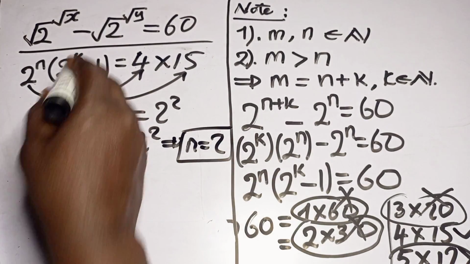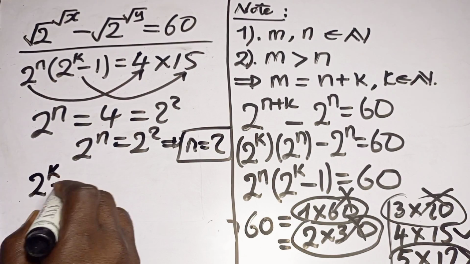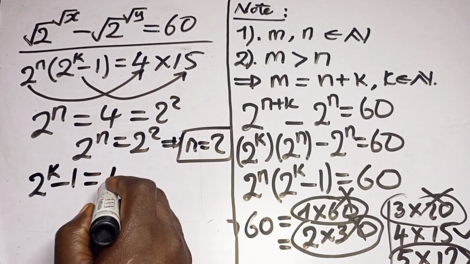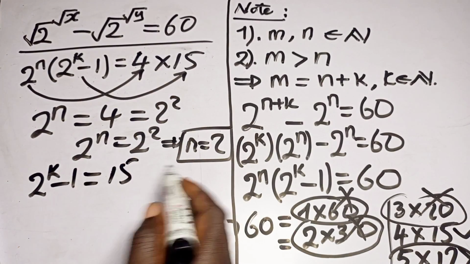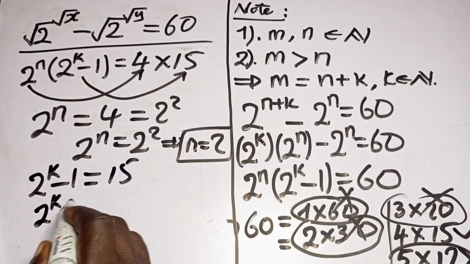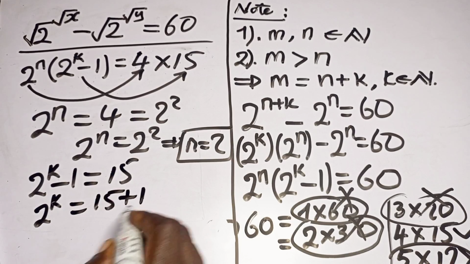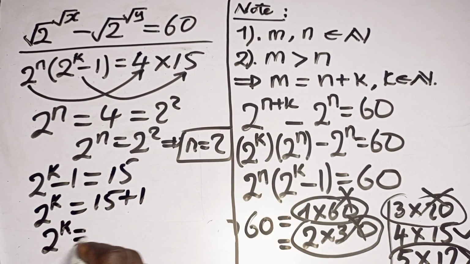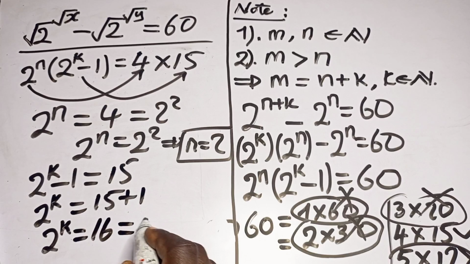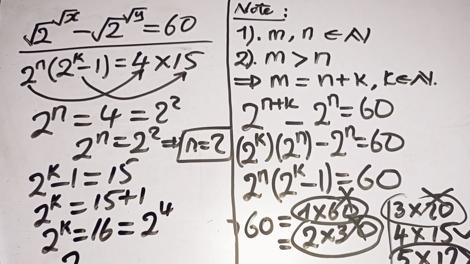Okay? And then, of course, 2 to the k minus 1 is 15. Take the minus 1 from the left to the right. We have 2 to the k is equal to 15 plus 1. So we have 2 to the k is 16. But 16 is the same as 2 to the power 4.